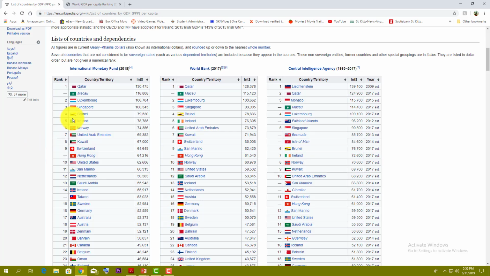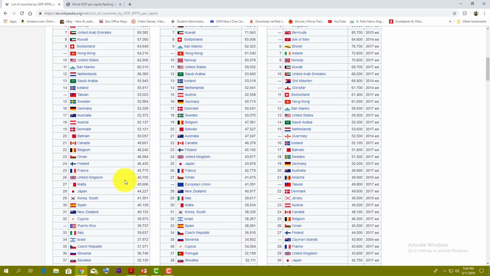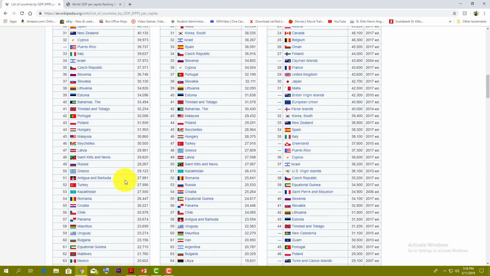As you can see here, rich oil countries like Qatar have a very high GDP per capita. What they're saying here is that every individual earns an average of $130,000 in Qatar. Let's go down to the Caribbean. Let's go down to the first Caribbean country.